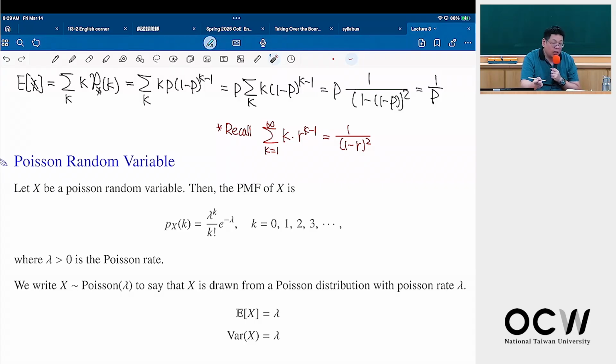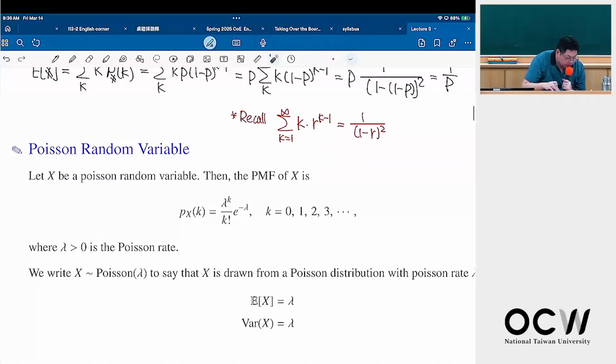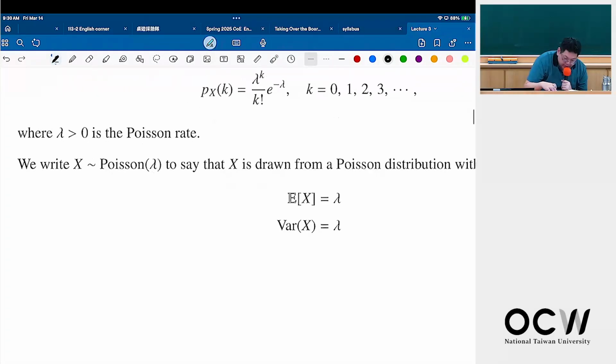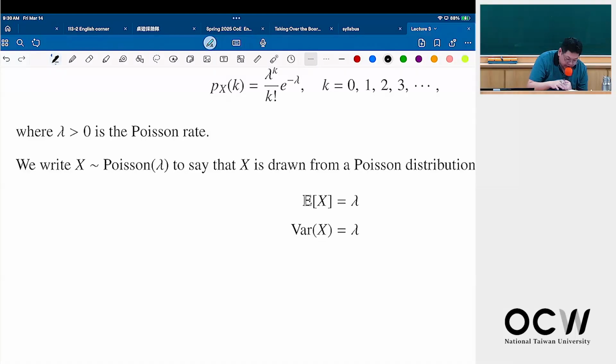We assume Poisson distribution for queuing. If you line up, for example, at McDonald's, the customer's line, then you can assume that people coming as a Poisson random variable. Let's first verify the expectation. So why the expectation is just lambda.